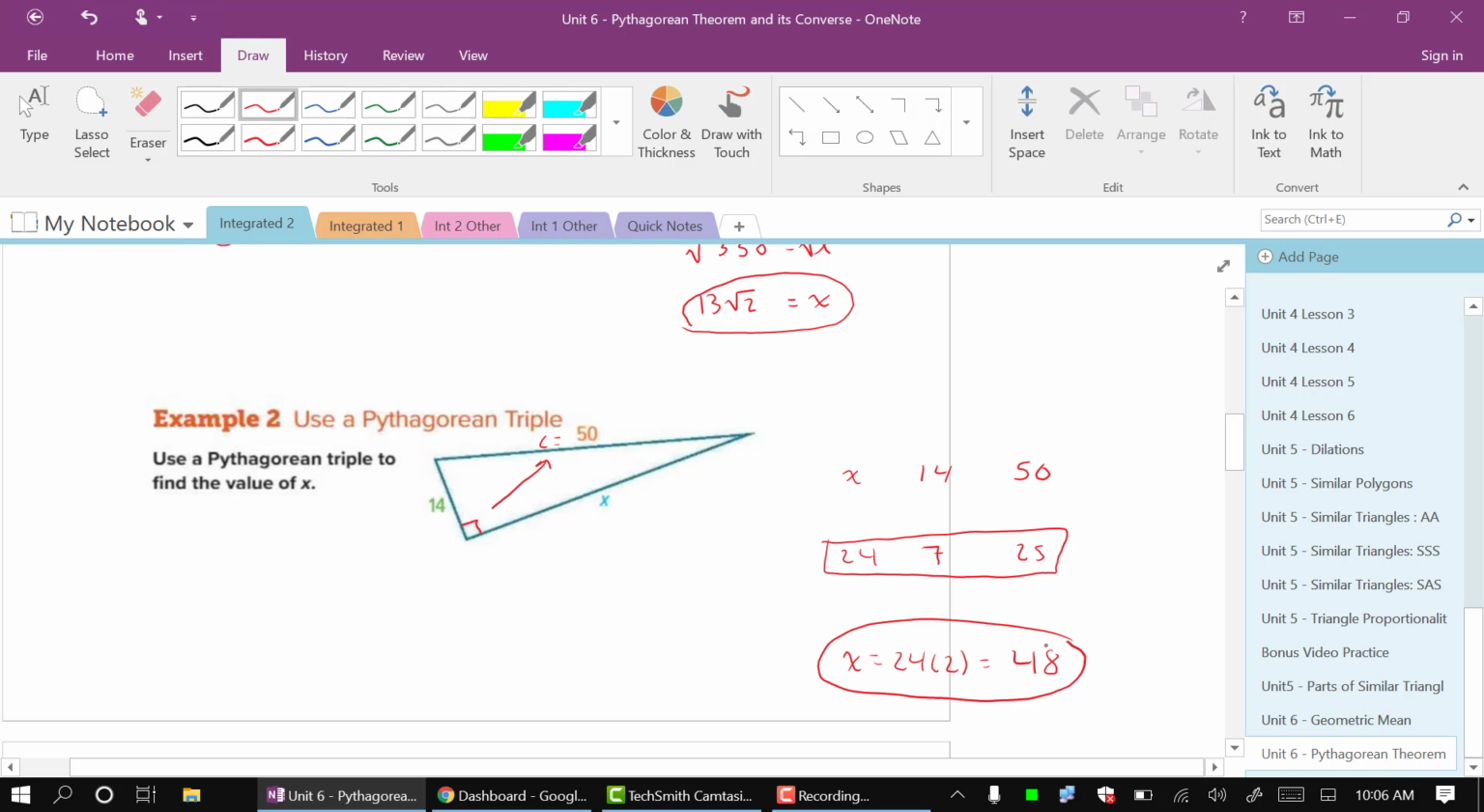If you didn't see it, if you didn't recognize it right away, then of course you can do a squared plus b squared equals c squared and get 14 squared plus x squared equals 50 squared, and you can solve it out and you end up getting 48. Doesn't matter which way. This is just a little quicker, and if you recognize it, use it, but this will always give us our answer.